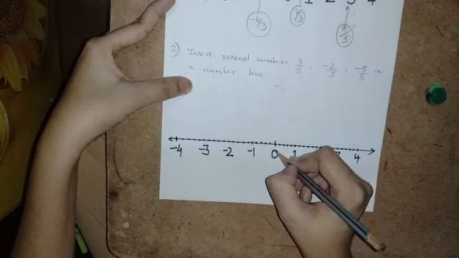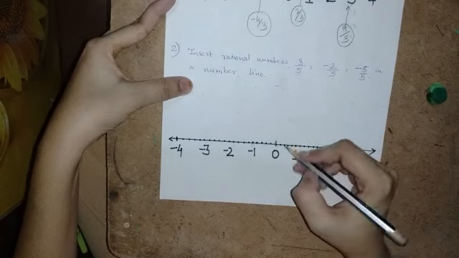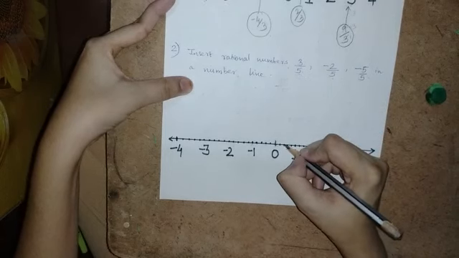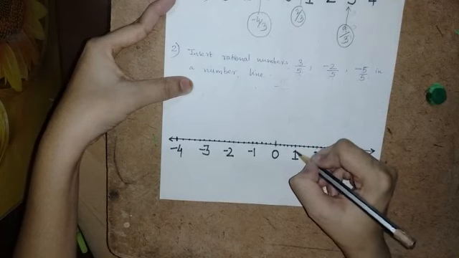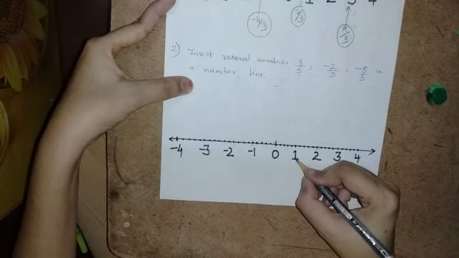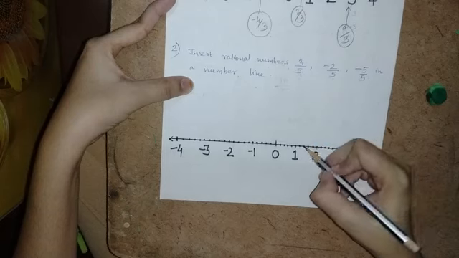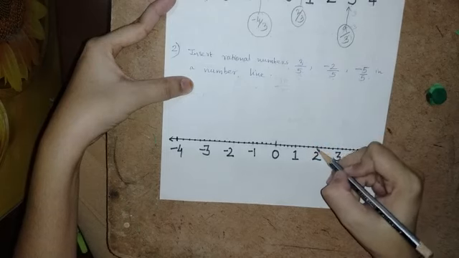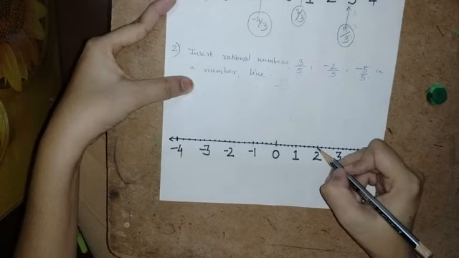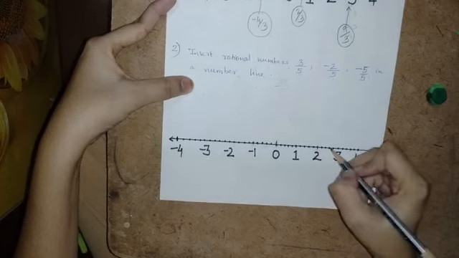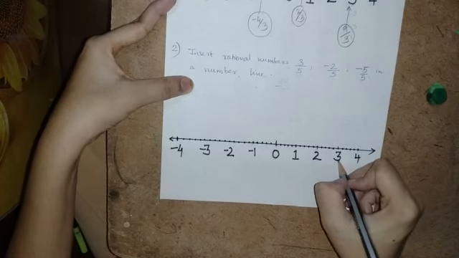0 is our center. Now the denominator is 5. So after 5 dots: 1, 2, 3, 4, 5. At the 5th dot, our positive integer 1 will come. Again 1, 2, 3, 4, 5. At the fifth dot, our main integer 2 will come. Leaving that, then 1, 2, 3, 4, 5. At the fifth dot, our main integer 3 will come.